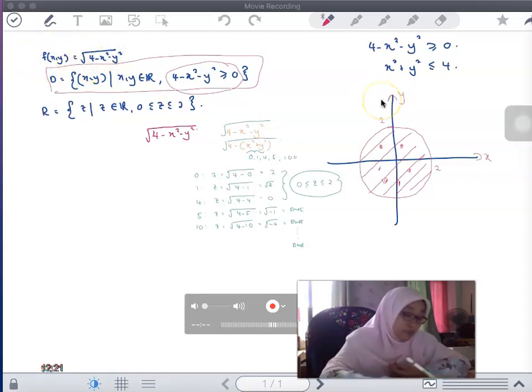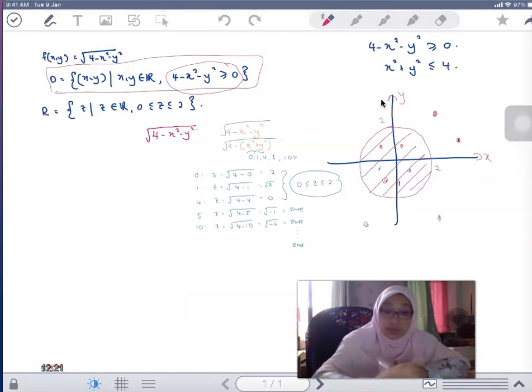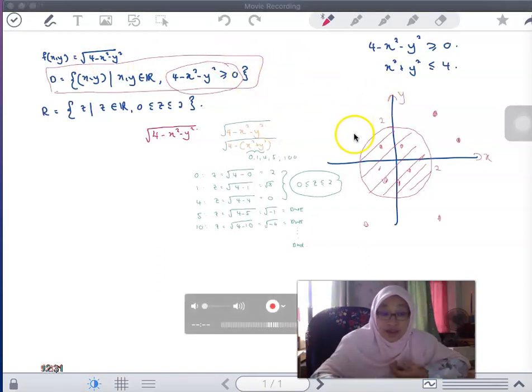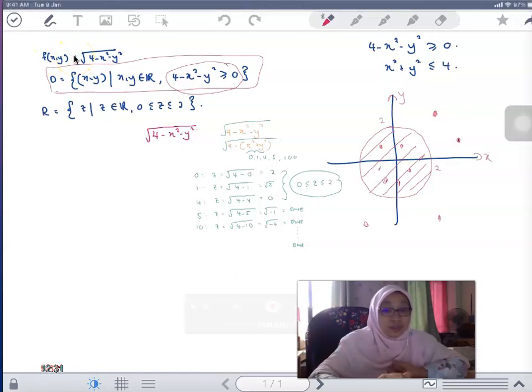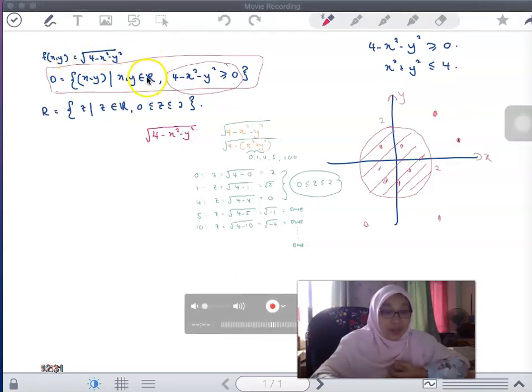But if you take any value outside the circle, I can confirm that your z does not exist. You can check. If you don't trust me, then you can check on your own.